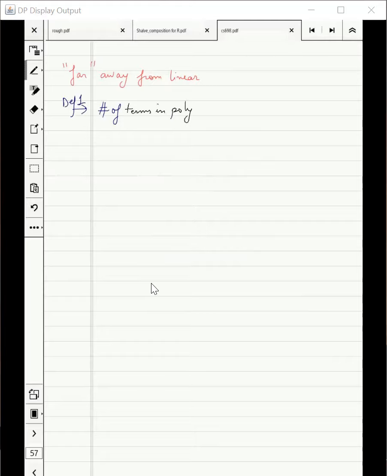Okay. Anything else? Udit, you had something in mind? I was saying that there exist many pairs which do not satisfy the linearity property. Okay. There exist many.